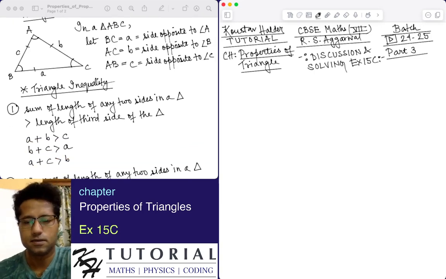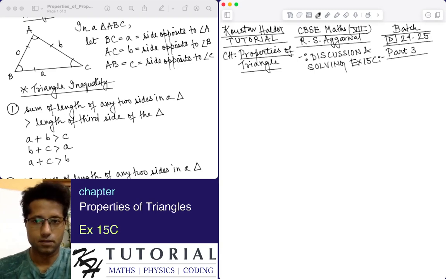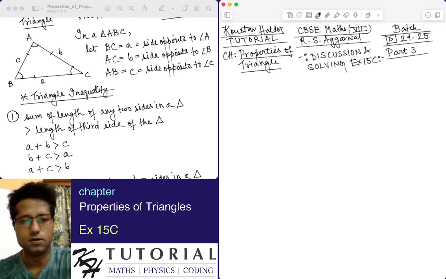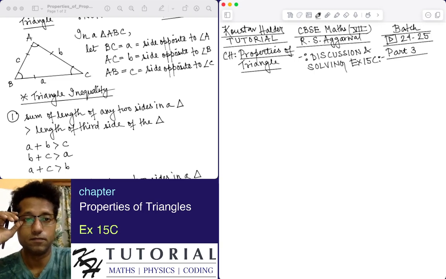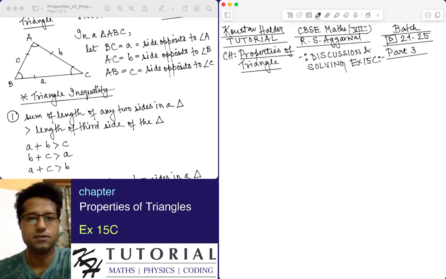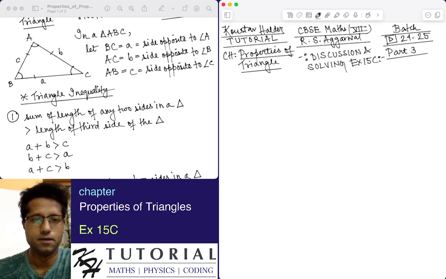Triangle inequality says that the sum of length of any two sides in a triangle is always greater than the length of the third side. So with respect to this triangle ABC, we will have three inequalities. That is, the sum of the lengths of the sides BC and AC will be greater than the length of the side AB, that is a plus b is greater than c. Similarly, for the other two sides and the third side, we will have b plus c greater than a and a plus c is greater than b.